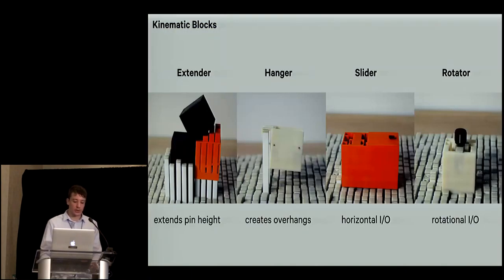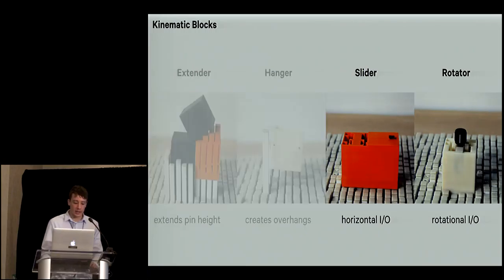As a proof of concept, we built four kinematic modules that all perform a special function in combination with the shape display. On the left, you see the extender, which is basically just a pin extension that can be put on top of the pins to build structures that are higher than in the video before. You saw the hanger, which is a simple system that has hooks that hook onto the pins to create overhangs. And here I would like to go more into detail on the slider and the rotator.